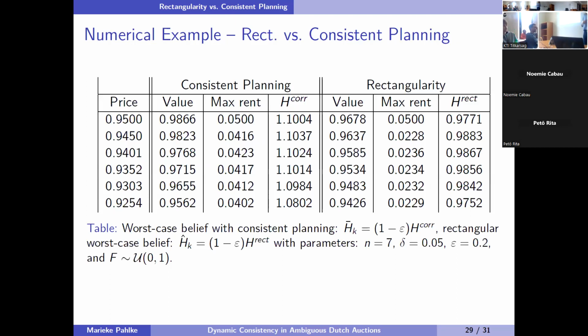And if you compare this in the same example you have already seen, here you see again the types to accept the first price, and you see with rectangularity, the types to accept the price 0.95 are even closer to 0.9 than with consistent planning. And the maximum range is lower here than here. So the maximum range of the rectangular guys is even smaller. So we can have larger price gaps here to get the same as here, so we need less steps to get the same.